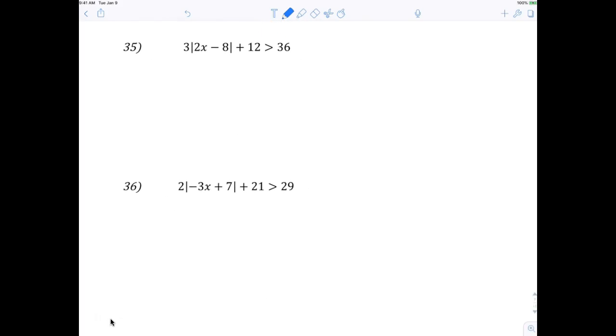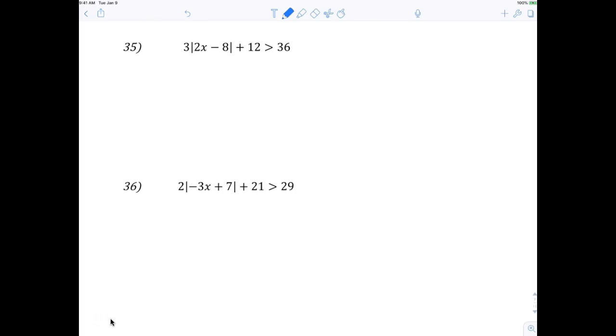All right, 35 and 36. I'm going to give you a minute. See what you can do. If you already did it, just double check your work. Chop, chop. Don't distribute through an absolute value. You do not distribute through an absolute value. You isolate the absolute value, guys.